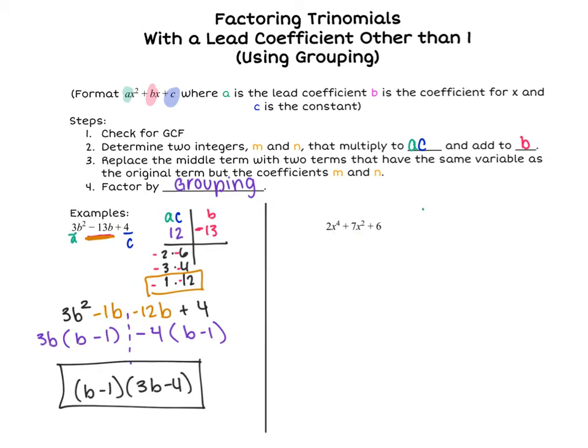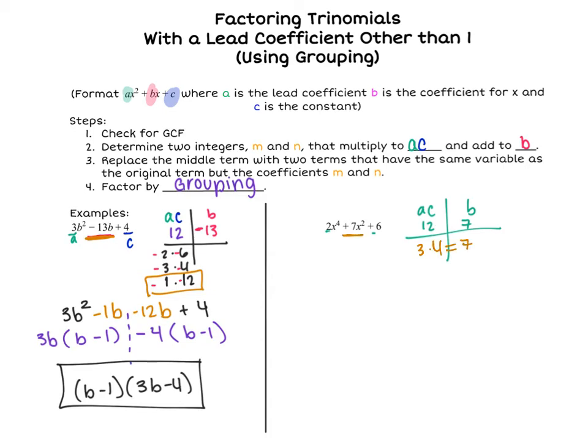So just as before, I'm going to consider what AC in this problem is. So it is, again, 12, and what B is in this case, which is 7. And we've already considered all the factors that give us 12, and the ones that would add to 7 from the left side are 3 and 4. Right, because they add up to 7.